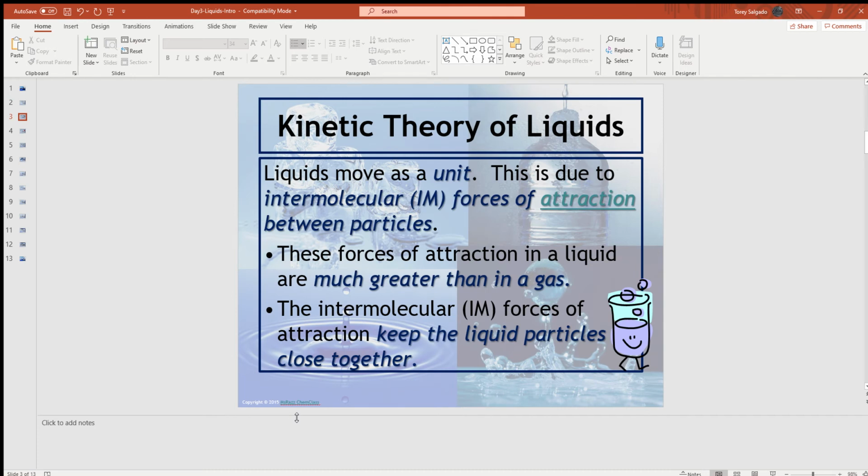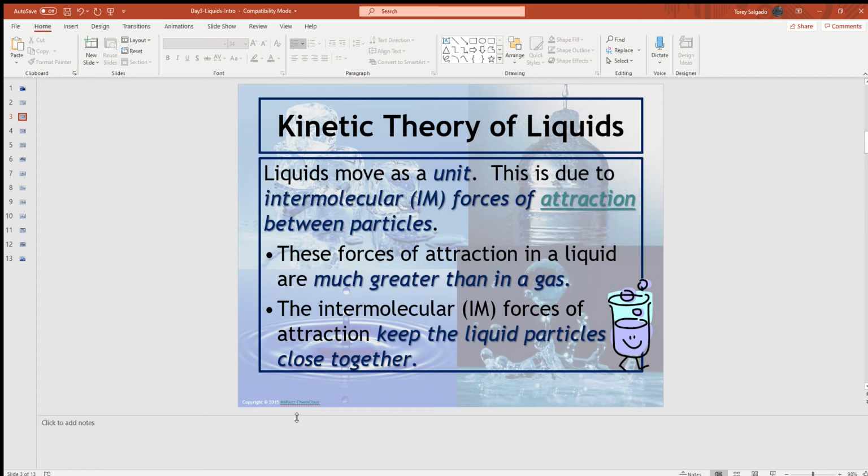Like I said, you should have the notes provided to you. So go ahead and get out those notes and follow along with me if you like. If not, keep on listening because I'm going through all of it with you. So let's take a look at this slide. It's about the kinetic theory of liquids.